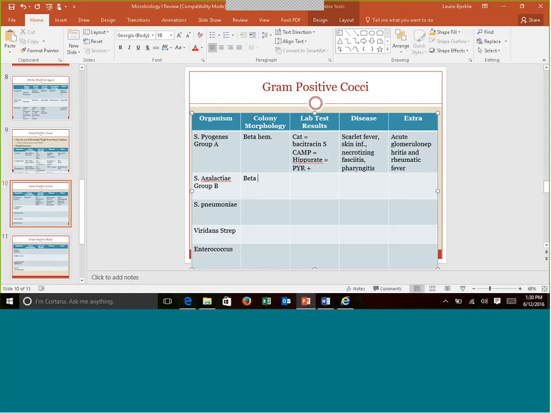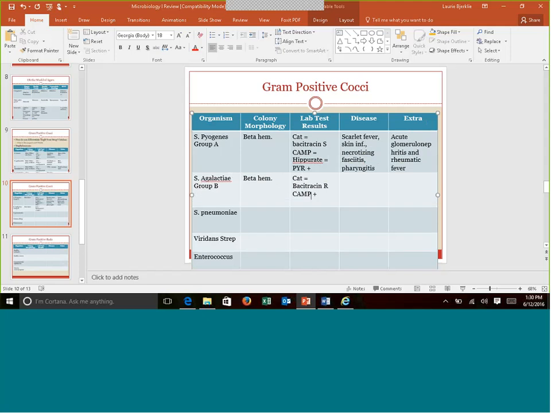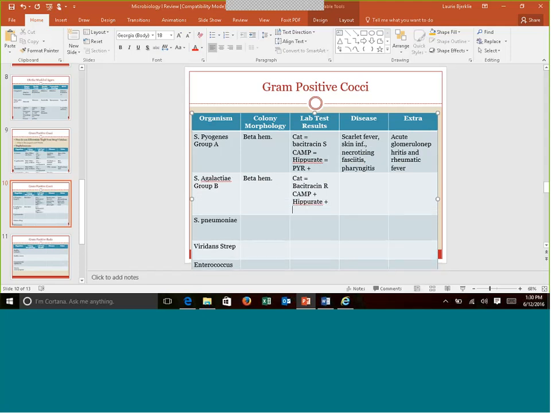And again, the hemolysis is beta hemolytic. So we see it's catalase negative, it is a strep. We see it's beta hemolytic, so we're going to run those same tests: bacitracin resistant, CAMP positive, hippurate positive, and PYR negative. So you can see how those tests will separate between our two main beta hemolytic streps.